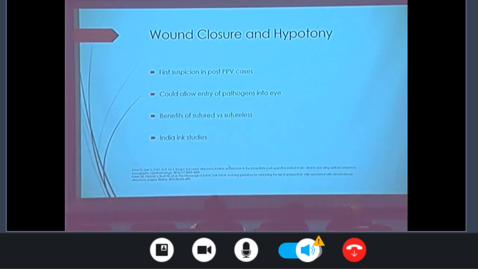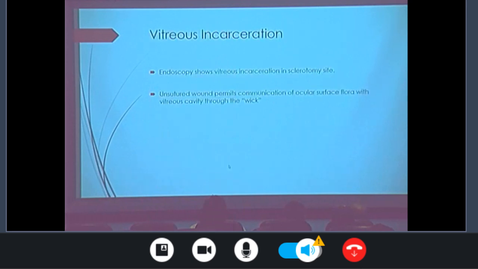So this means that no matter the size of your incision, the importance is suturing it. And that's what allows the influx of pathogens into the eye.